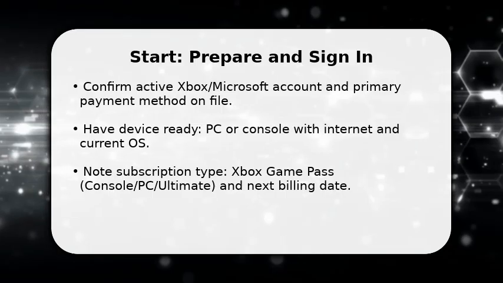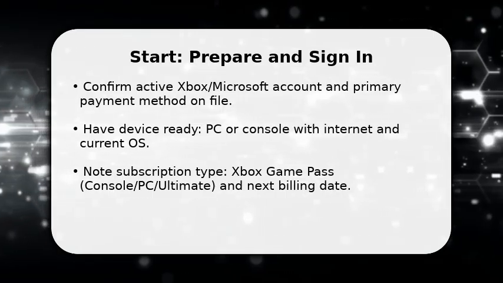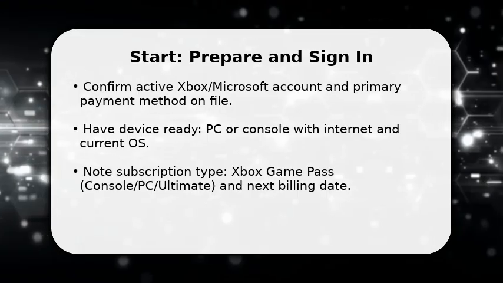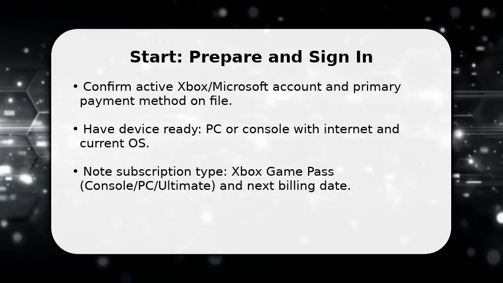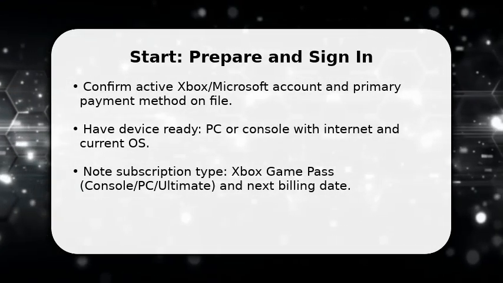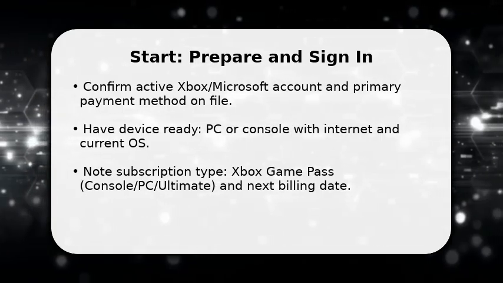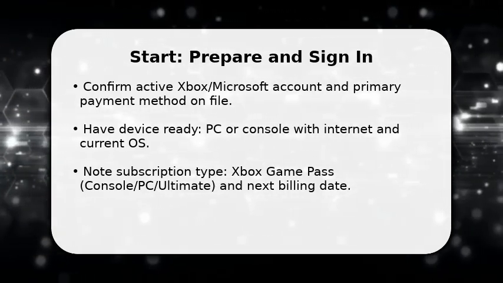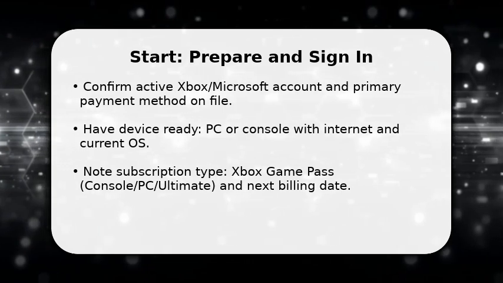Make sure you can access your payment method details and note the subscription tier and next charge date. That prevents surprises. If you use a family/secondary account, switch to the account that purchased the plan. Now move to the subscription entry for the actionable cancellation controls.